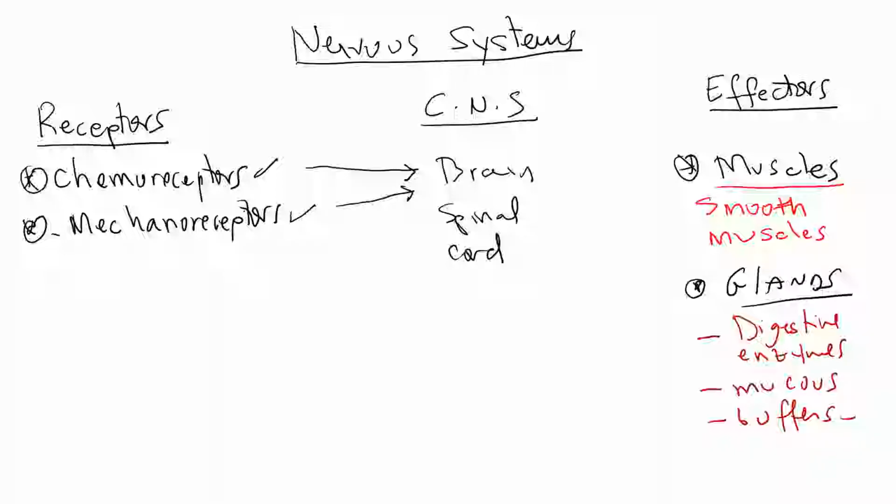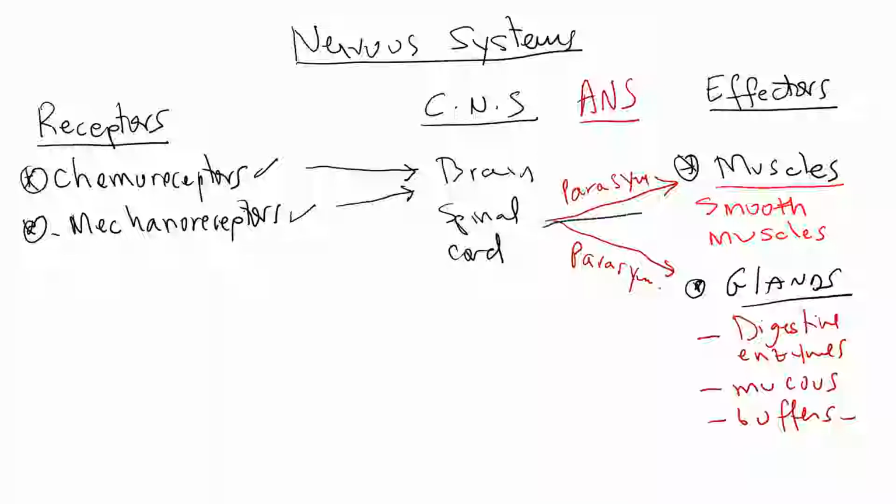These two types of effectors are going to be innervated by the autonomic branch of the nervous system, also called the ANS. You should remember from last semester that the parasympathetic stimulation of the GI tract stimulated the GI tract, whereas the sympathetic stimulation of the GI tract inhibited the GI tract.